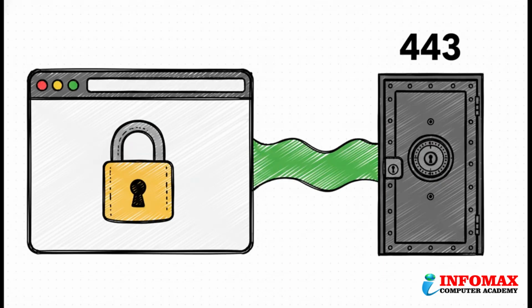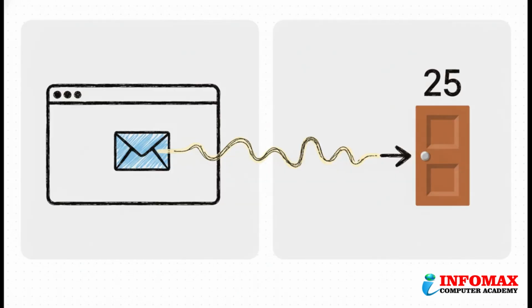But what about when you see that little padlock icon in your browser's address bar? That means your connection is secure, right? You're using HTTPS, and all of that encrypted traffic is flowing through a completely different door, port 443. This is easily one of the most common and important ports on the entire internet. Or let's say you hit send on an email. Your computer uses a protocol called SMTP, that's Simple Mail Transfer Protocol, to hand that message off to the email server. And that process typically happens over port 25.